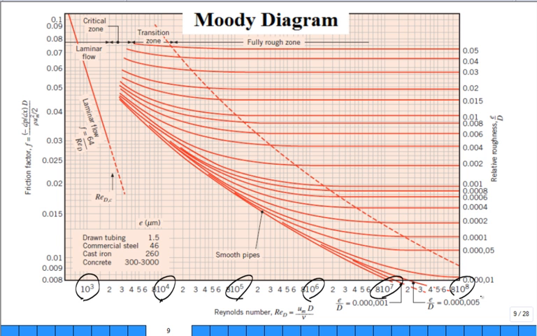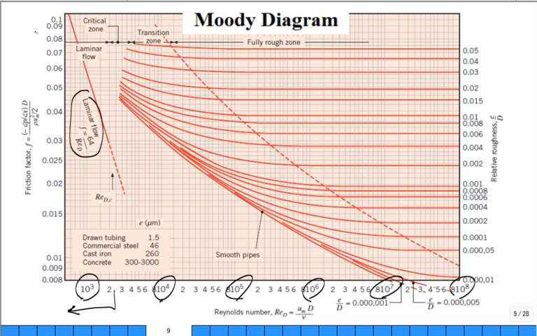And now we remember when it's below around 2,000 or 2,300, what do we know about the flow? So most of the Moody diagram is not describing laminar flow, it's describing turbulent flow in a pipe, isn't it? But there is the laminar flow correlation. We haven't derived it, but the friction factor is equal to 64 over Reynolds number. It's plotted there as a straight line.